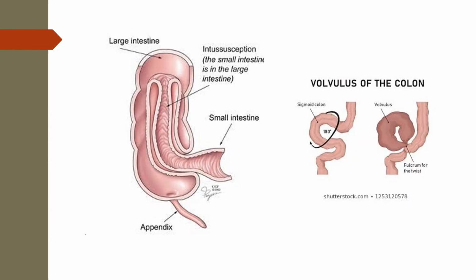In intussusception, a part of the proximal bowel folds into the distal and adjacent segment of the bowel. As seen over here, the small intestine has folded inside the large intestine, whereas in volvulus, a loop of the intestine folds around itself and its mesentery. This generally occurs in elderly patients, patients with chronic constipation, and patients with neuropsychiatric disorders.